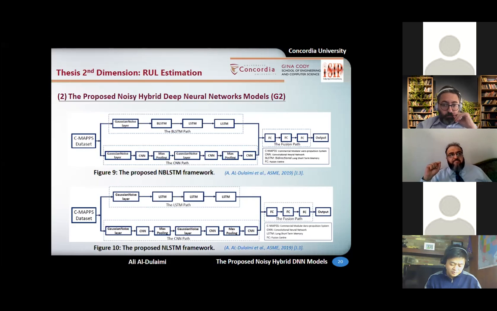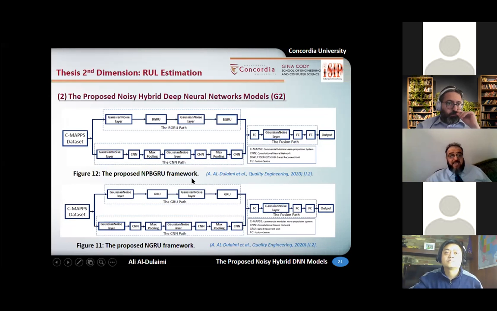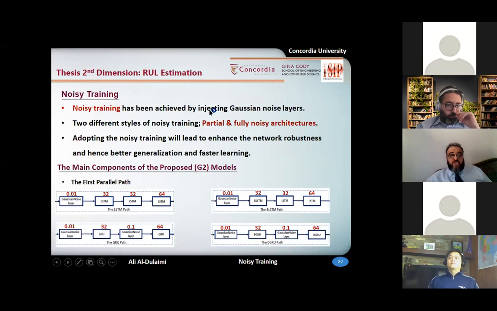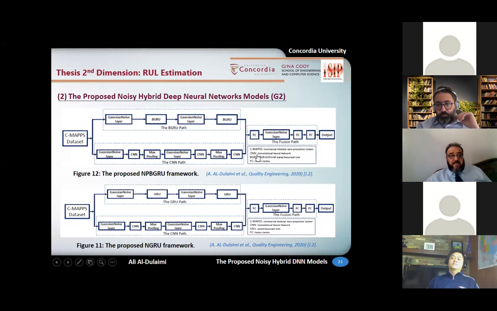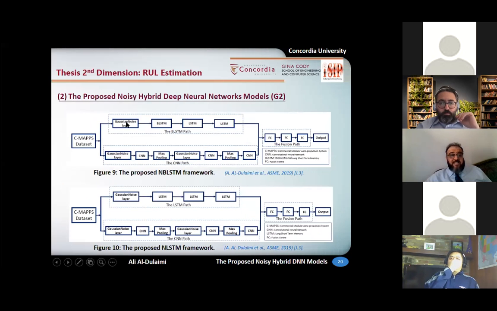And why is that? Because this technique has a data augmentation effect, and it has the ability to reduce the generalization error as well as avoid overfitting problems. We achieved that in our proposed models by injecting a Gaussian noise layer, which is an effective technique. You can see in all the models, we have one standalone Gaussian noise layer in each path.